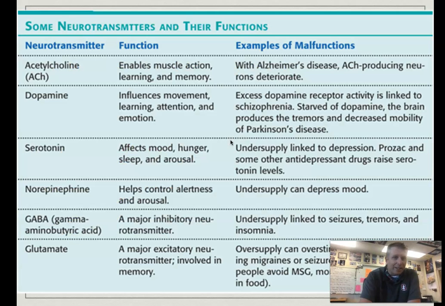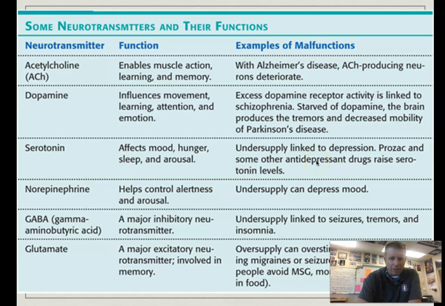So here's some of these things, their functions, what they do, and then if you have a malfunction, like a malfunction of ACh, it can help cause Alzheimer's. Dopamine, too much dopamine causes schizophrenia. If you don't have enough, it can increase tremors and reduce mobility and cause Parkinson's. Serotonin is linked to depression. It's kind of our happy one.